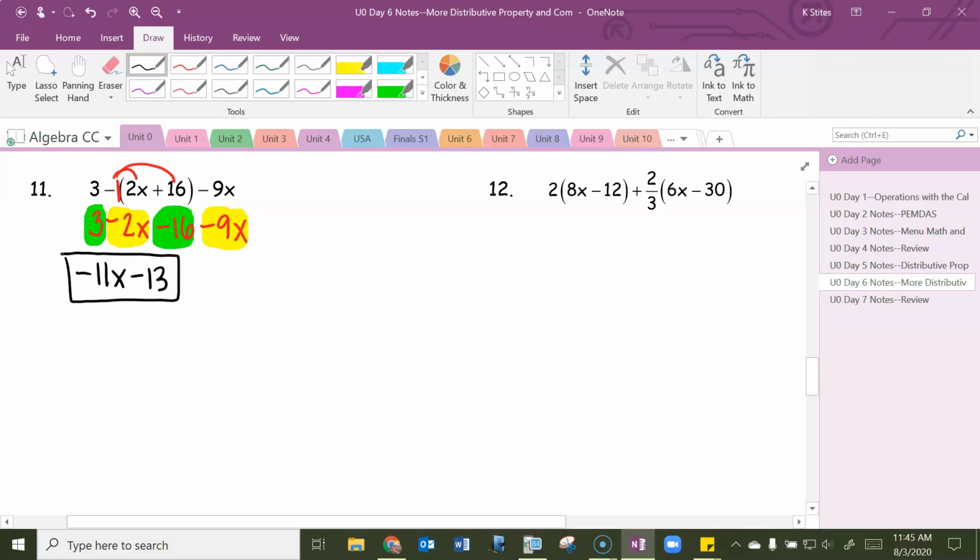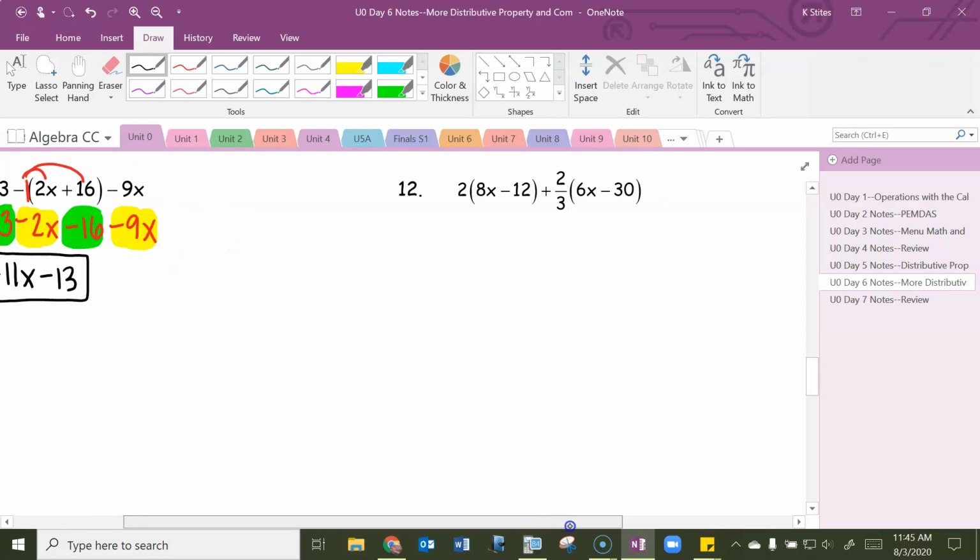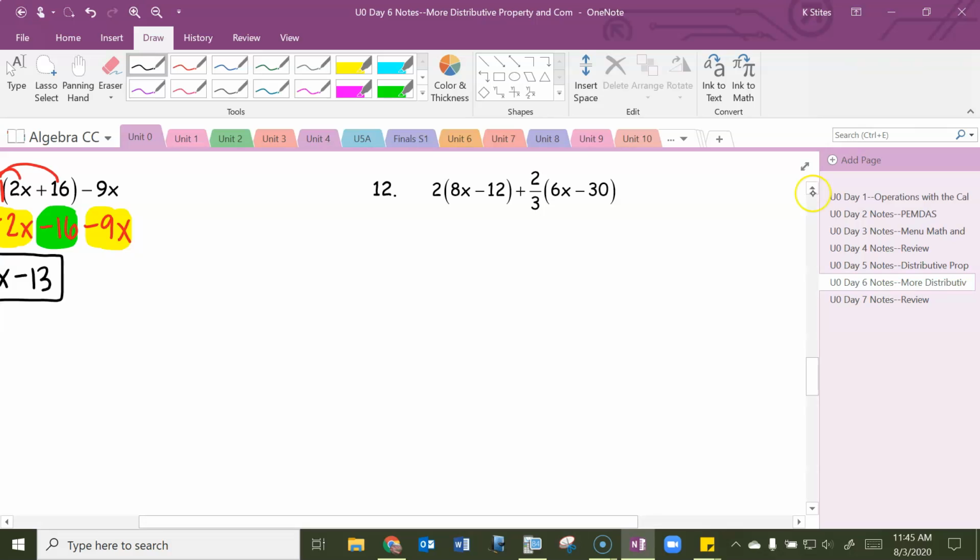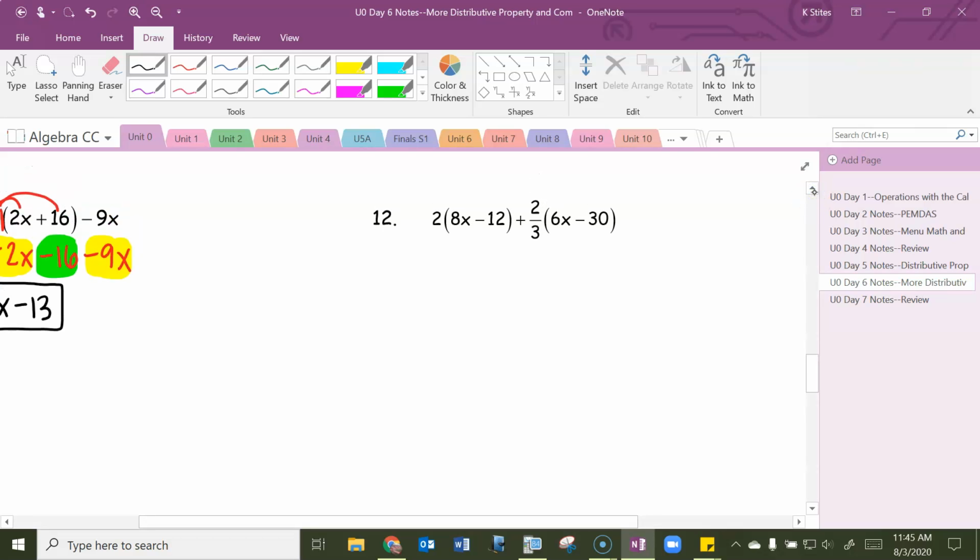All right, and my very last one, I have 2 distributive properties. That's what makes this more of a challenge problem. Plus, I have a fraction here. So let's distribute twice. Okay, it's double distribute time. 2 times 8x, we should be able to do that as a 16x. 2 times -12 is a -24.